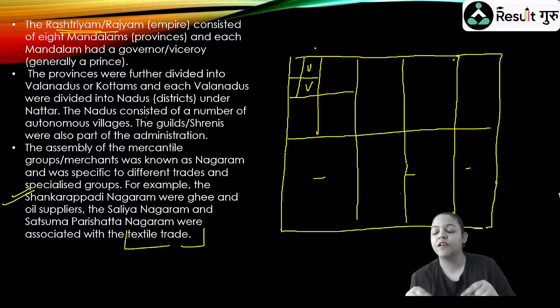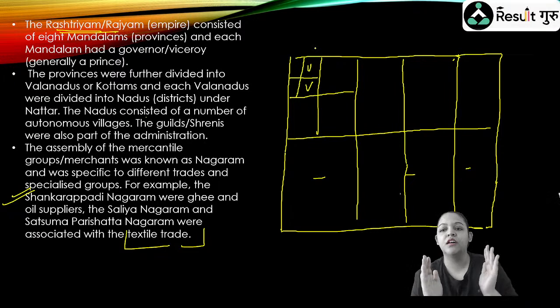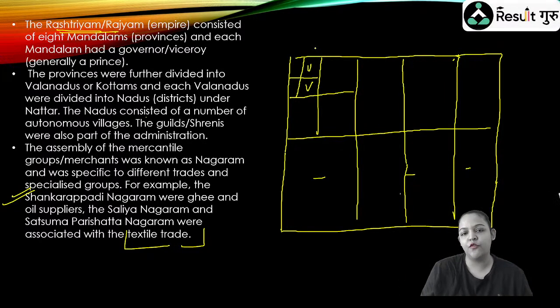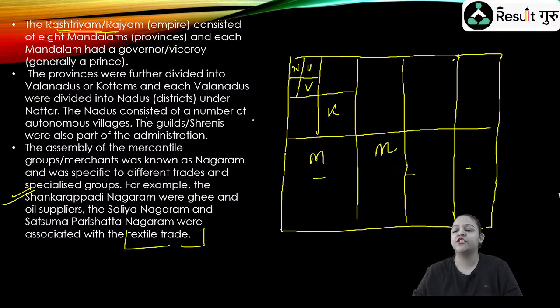The big box is the Rajyam, okay? These 4 small boxes are your Mandalam. Each mandalam is further divided into what? Each mandalam is further divided into kottams or valanadus. This is your kottam. Each kottam is further divided into nadus, and each nadu will have a village that is under the administration of the guilds or the shrenis.